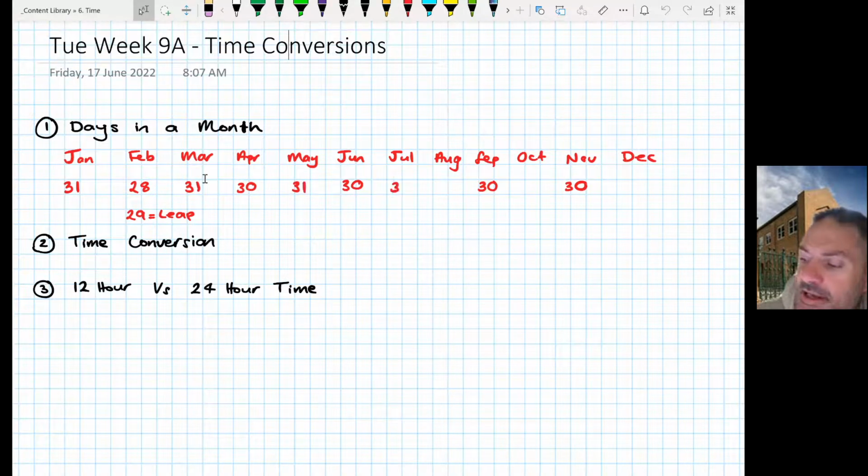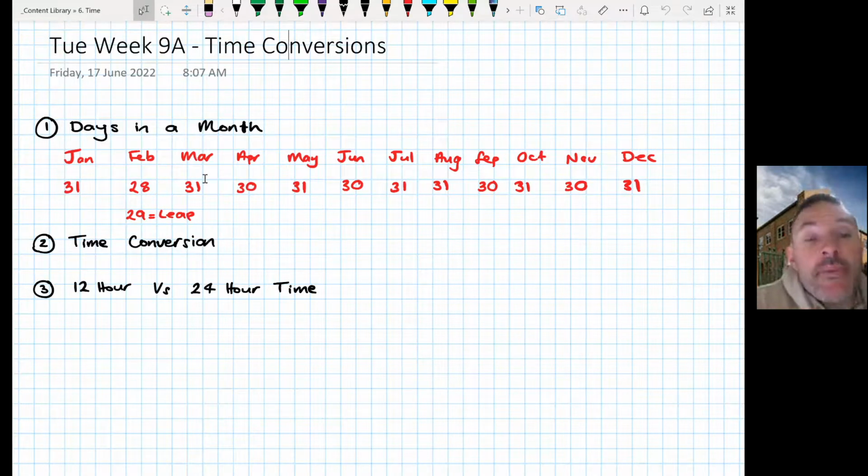It is an expectation, guys, that we do know the number of days in each month. So if you don't know that rhyme, it might be a good idea to look that rhyme up and maybe even write it down. 30 days hath September, April, June, and November. All the rest are 31, except for February.